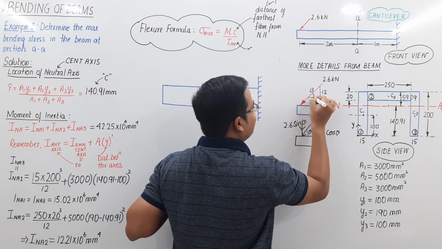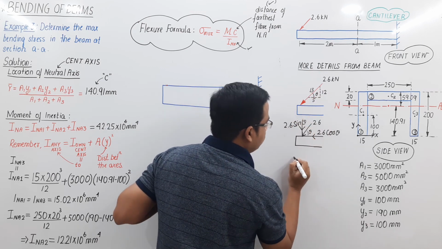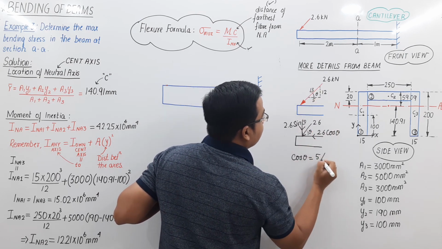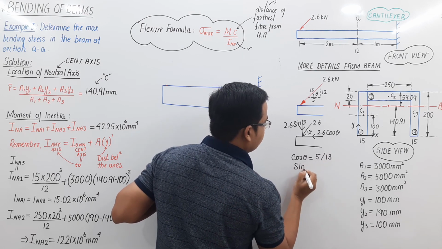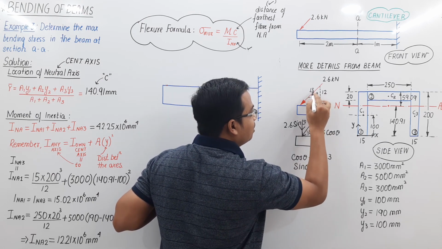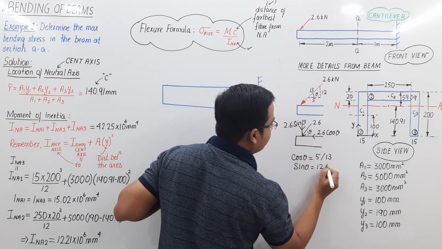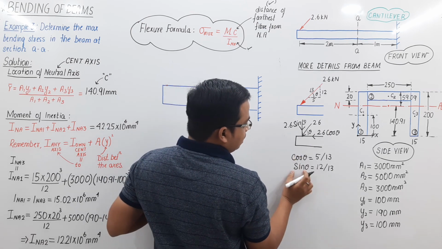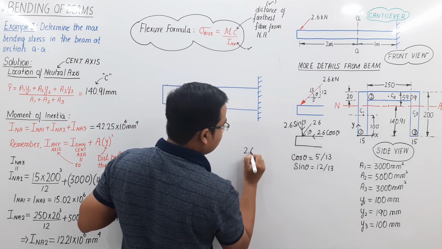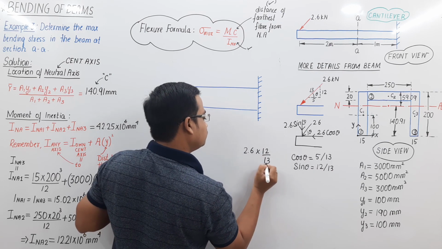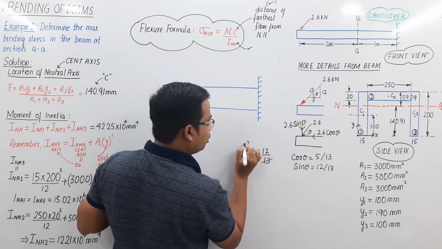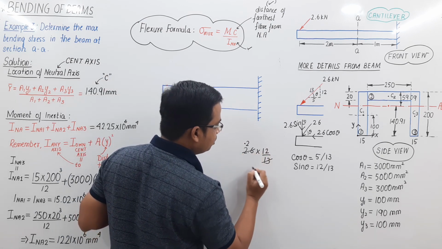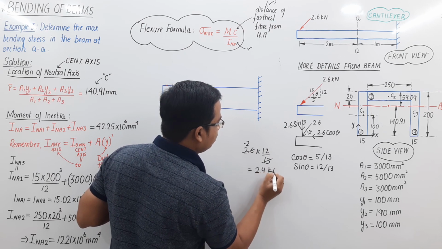Now you can actually work out cos theta. Cos theta is base by hypotenuse, that is 5 by 13, and sine theta is perpendicular over hypotenuse, that is 12 by 13. You just need to plug in these two values. So 2.6 multiplied by 12 by 13. 13 times 0.2 is 2.6, and 12 multiplied by 0.2 is 2.4. So that's 2.4 kilonewtons for you.